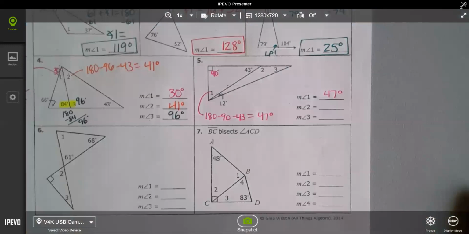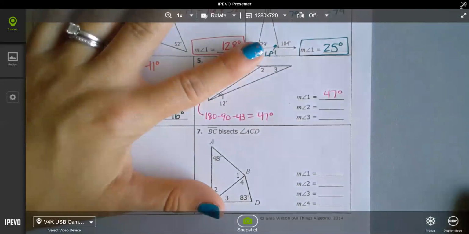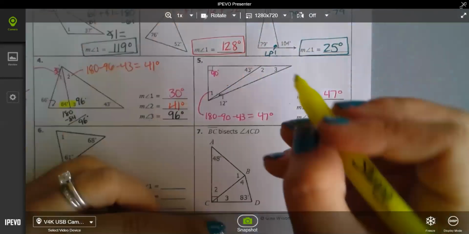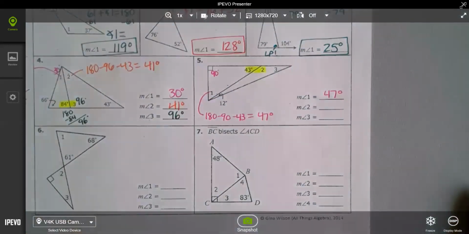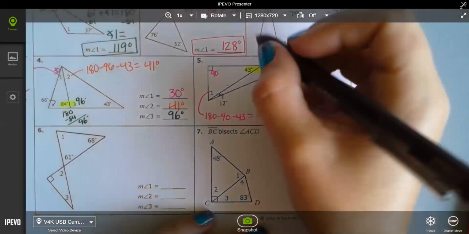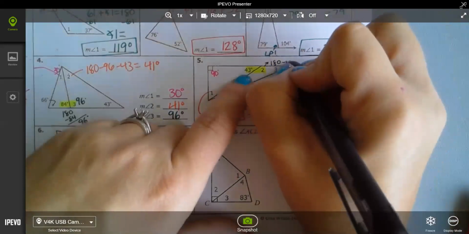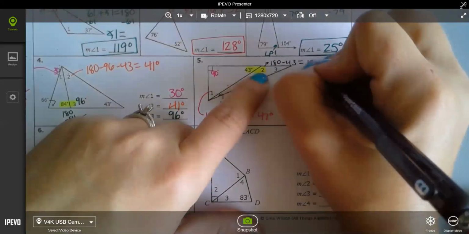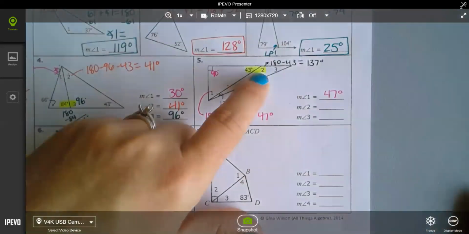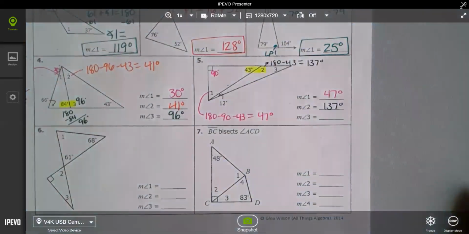Okay, now what do you see? Well, if I look at this triangle, I have 2 unknowns, so that's not helpful. But look at here. What's that called? That's a linear pair, and a linear pair is 180 degrees. So now I can do 180, subtract off the 43, and that means that angle 2 is going to have 137 degrees in it. Angle 2 is 137 degrees.